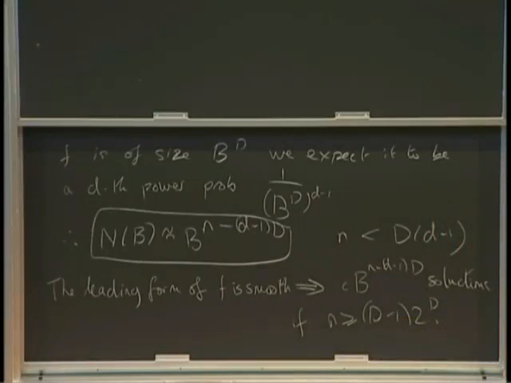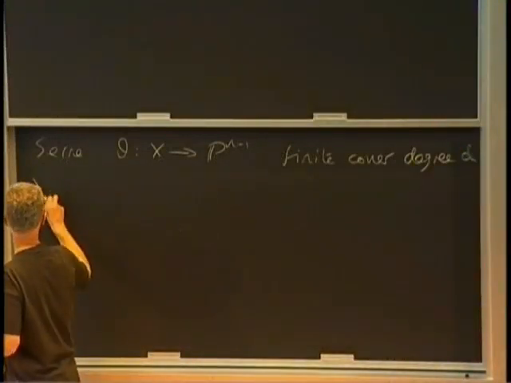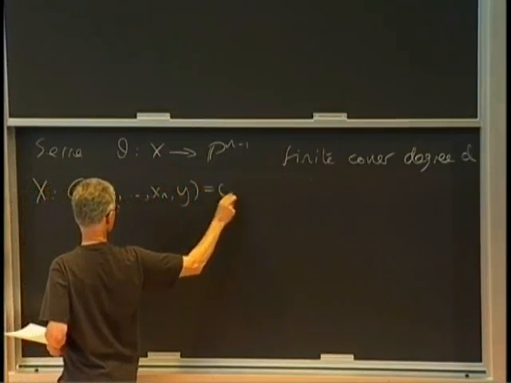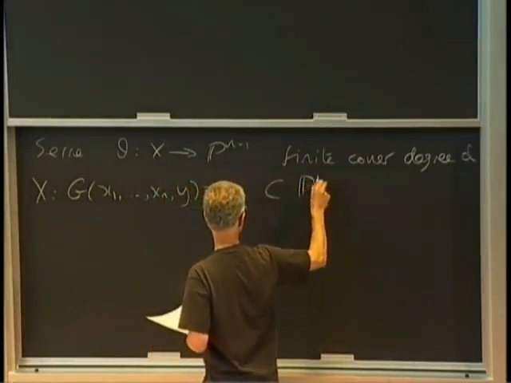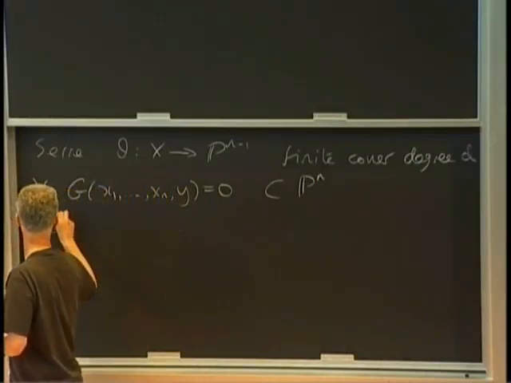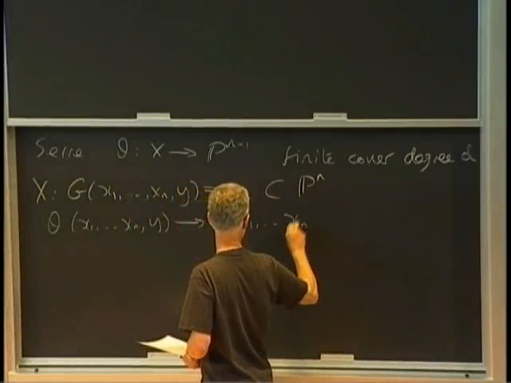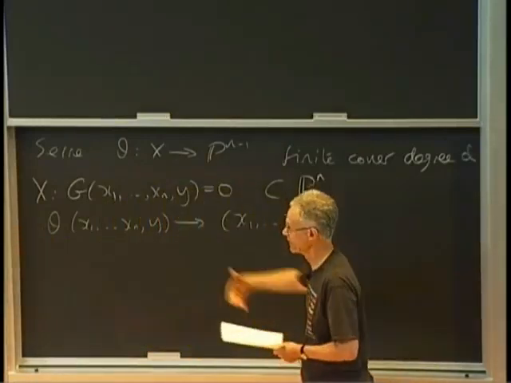Now this is connected, as I said, with a problem of Serre. So Serre looks at a finite cover of Pn minus 1. So, for example, you might imagine that x was given by the vanishing of a form in x1 to xn and y. So this would give you something in Pn, and you would map this to x1 to xn. And so the notation is set up to correspond to what I have there, except that in my case I don't necessarily have a form.